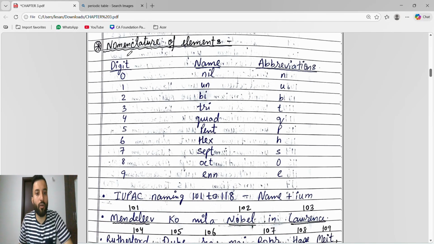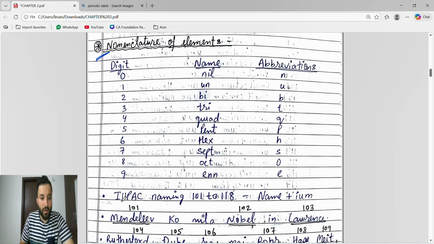Now we'll come to the nomenclature of elements. Nomenclature of elements, guys, is important. So this is the digit, its name and abbreviation. If it is 0, we call it nil. 1, un; 2, bi; 3, tri; 4, quad; 5, pent; 6, hex; 7, sept; 8, oct; 9, enn.